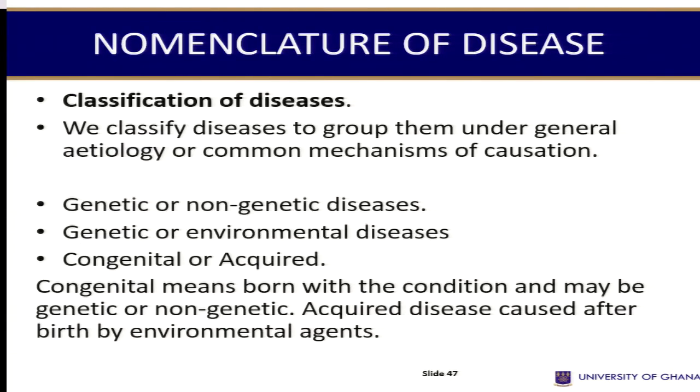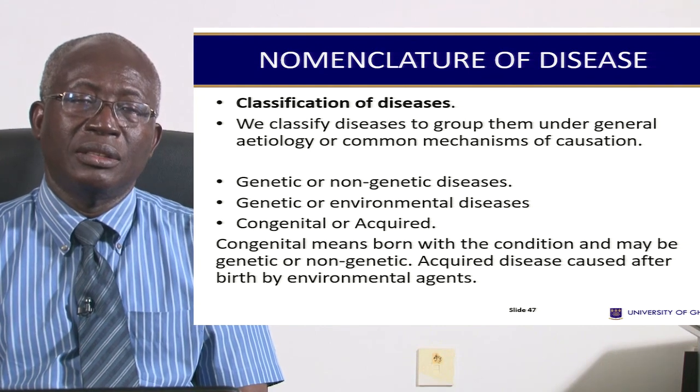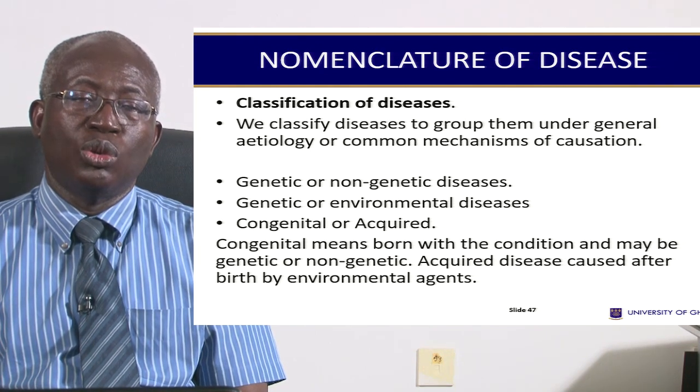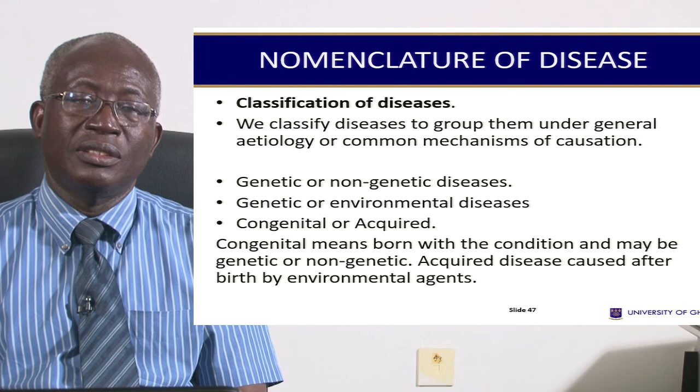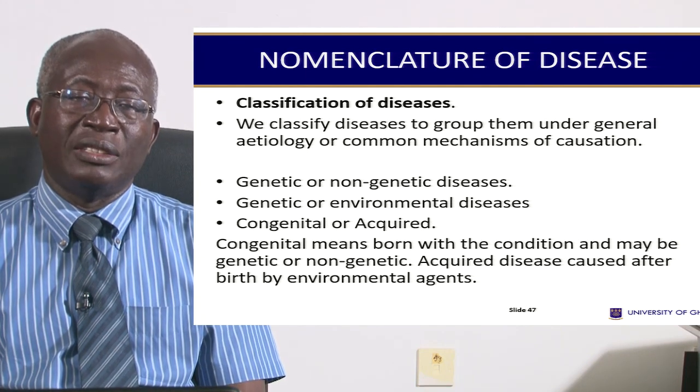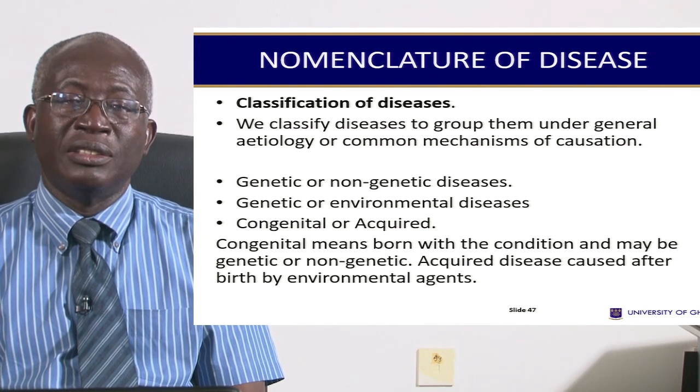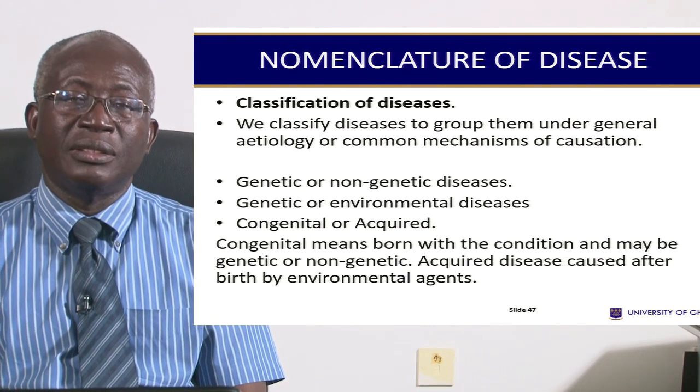So, after naming them, we group the diseases. That is classification. We classify diseases to group them under general etiology or common mechanisms of causation. For etiology, we have two main ways. Either it is genetic or it is non-genetic. So there's one classification, genetic or non-genetic diseases. It's the same or equivalent to genetic or environmental, because the non-genetic diseases are environmental diseases.